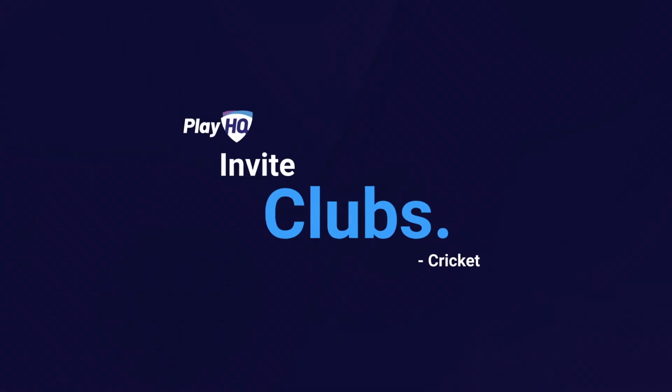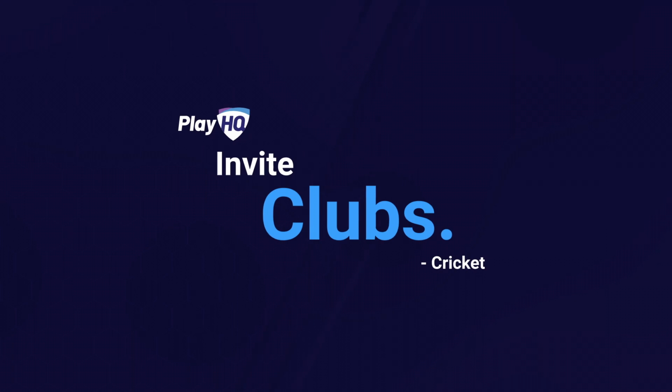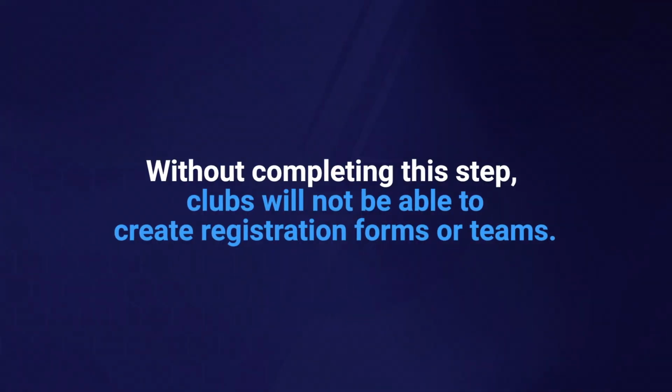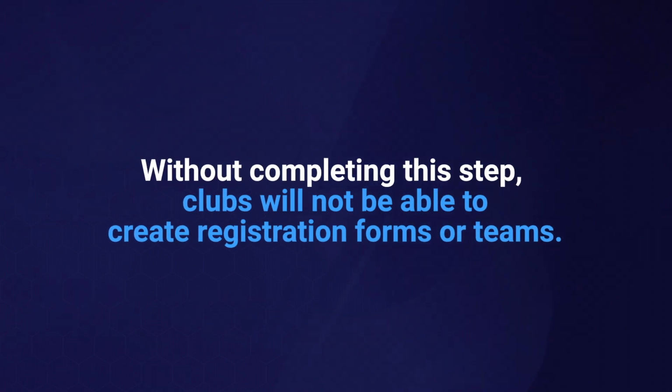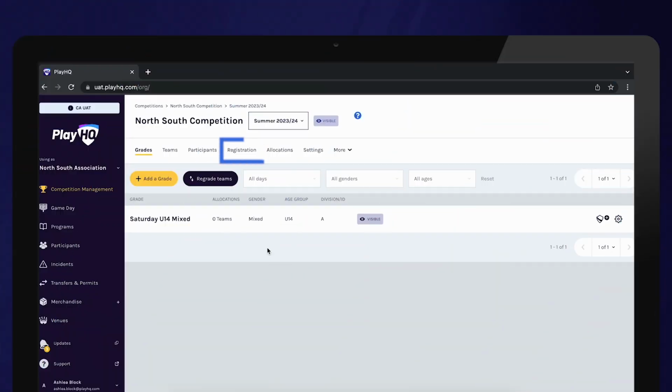An important step is to invite clubs to participate in this season of your competition. Without completing this step, clubs will not be able to create registration forms or teams. You can choose to do this either before or after creating grades. However, if you want clubs to nominate teams into grades, it's best to set up your grades first. To invite clubs, select Registration, then Club.